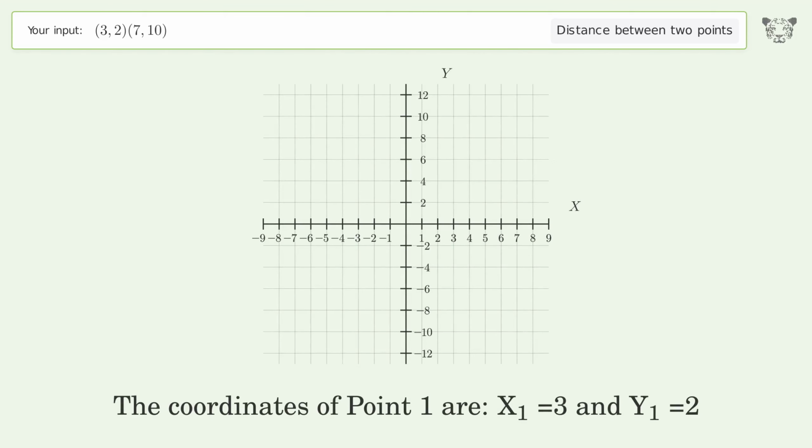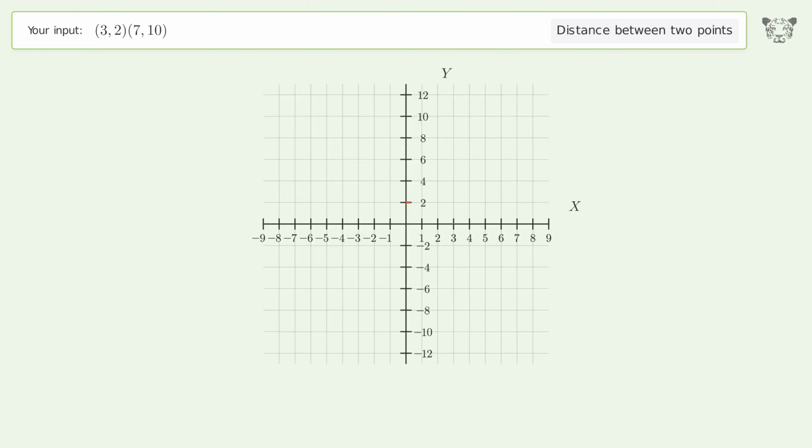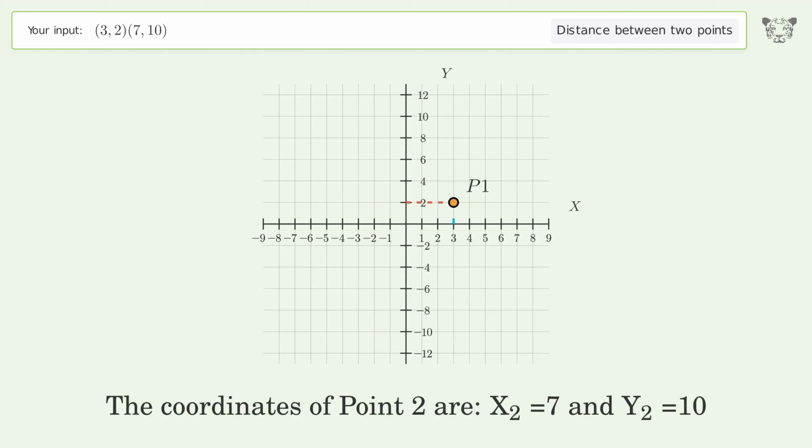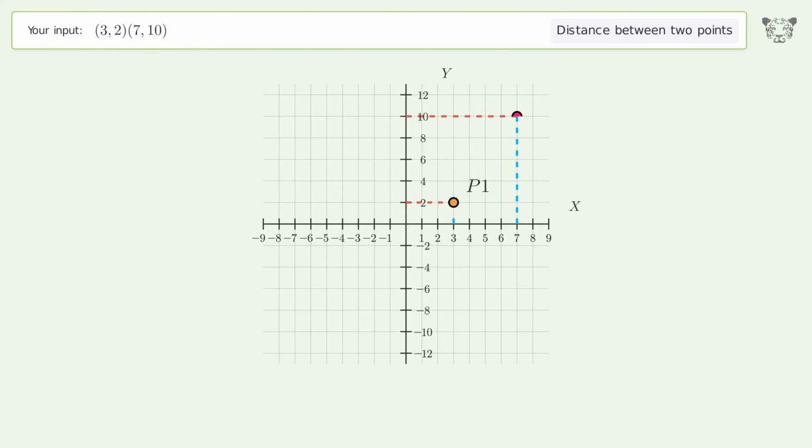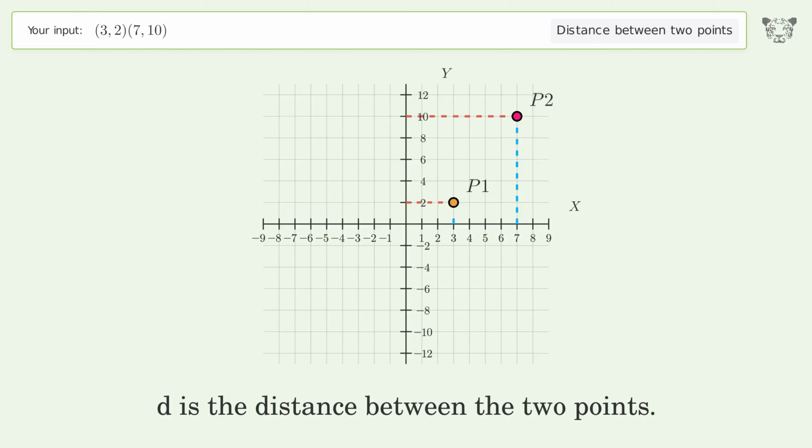The coordinates of point 1 are, x1 equals 3 and y1 equals 2. The coordinates of point 2 are, x2 equals 7 and y2 equals 10. D is the distance between the 2 points.